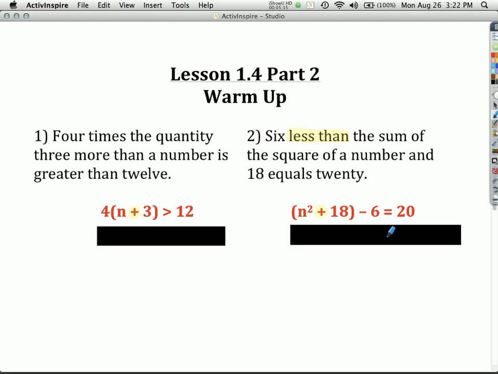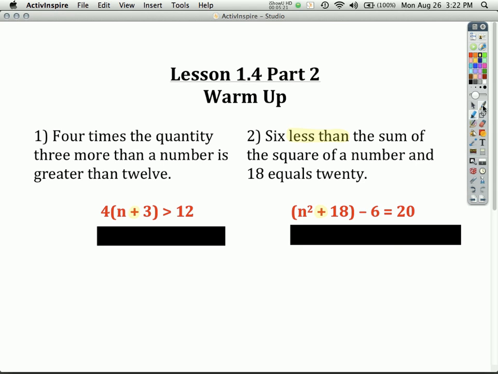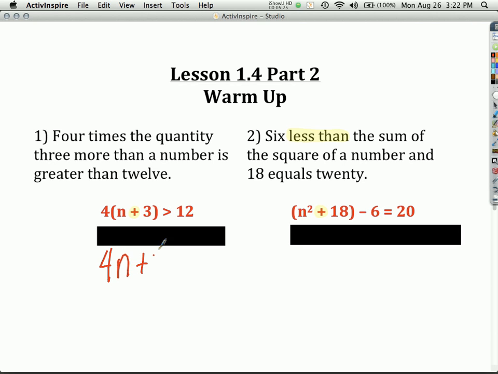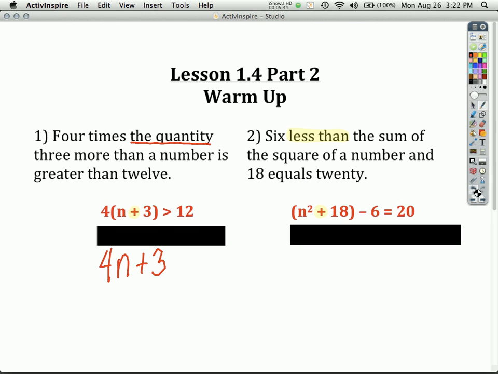Unfortunately, no parentheses on the first one will get you a different answer, and that would be incorrect. But let me just clarify. You have 4n plus 3. Is that what you have? Yeah, unfortunately, that's going to get you a different answer, and that is not correct. And in this case, it does say the quantity. So 4 times the quantity, you have to put the parentheses. Okay? Good. So let's come back to less than.